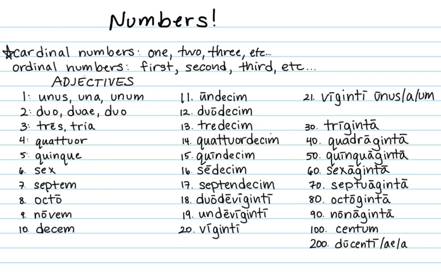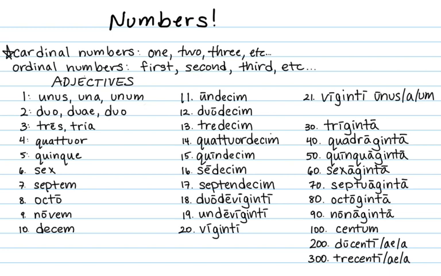Once we get to 200, we have 2 and 100, so ducenti. Now things decline again. So ducenti is masculine plural, ducentae feminine plural, ducenta neuter plural. Same with 300, 400, 500, 600, etc.